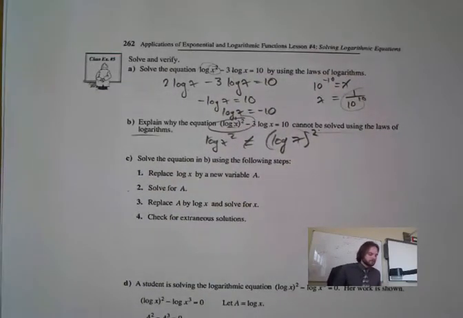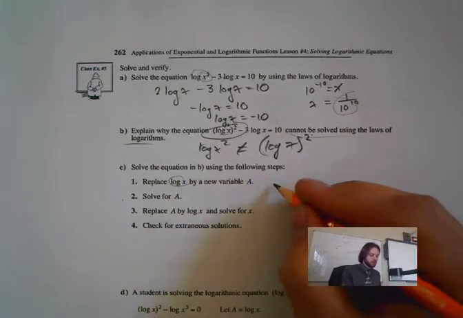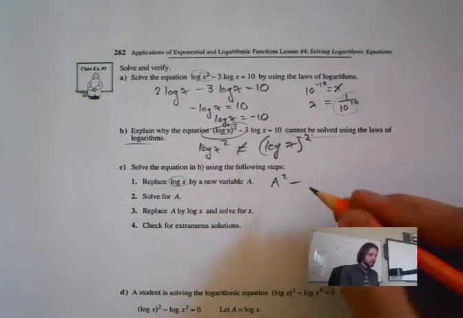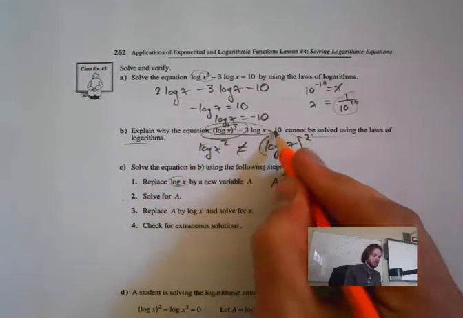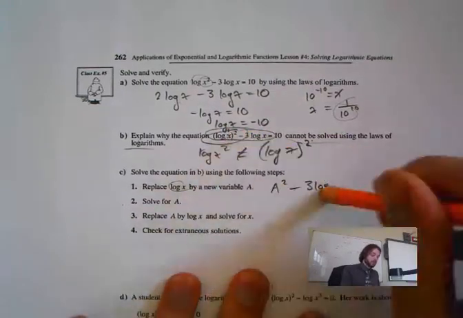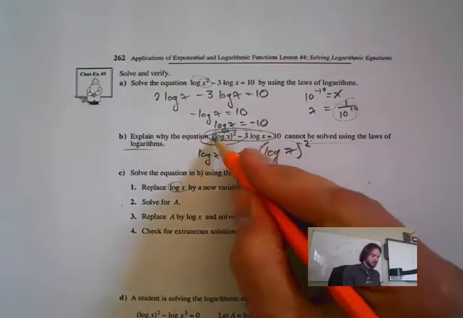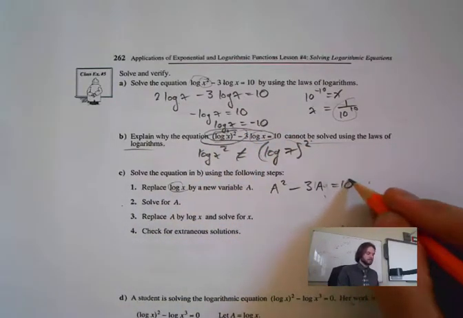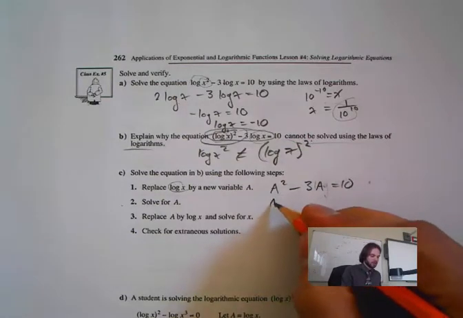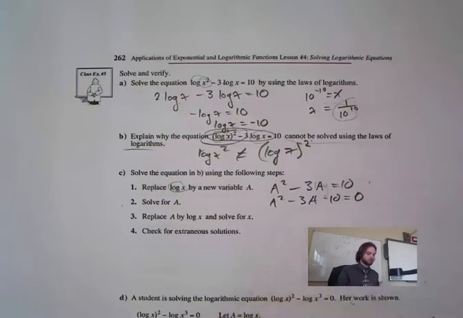Okay? Now, solve the equation by using the following steps. We're going to solve this using the following steps here. So it's kind of making it easier. We're going to replace log of x with a. So we're going to be left with a squared minus, we're using equation b, minus 3a, because log x turns into a. So 3a, right? Because here's a is equal to 10. Now we're going to solve for a. So a squared minus 3a, subtract 10, is equal to 0.